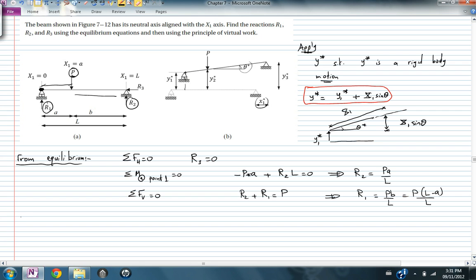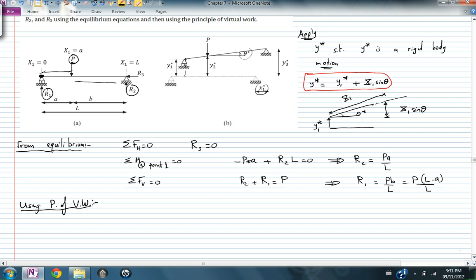Okay, so using the principle of virtual work. So let's see. The principle of virtual work states that the external virtual work is equal to the internal virtual work. Now the second derivative of y star with respect to x1 squared is 0. Therefore, internal virtual work is 0. Therefore, external virtual work is 0.